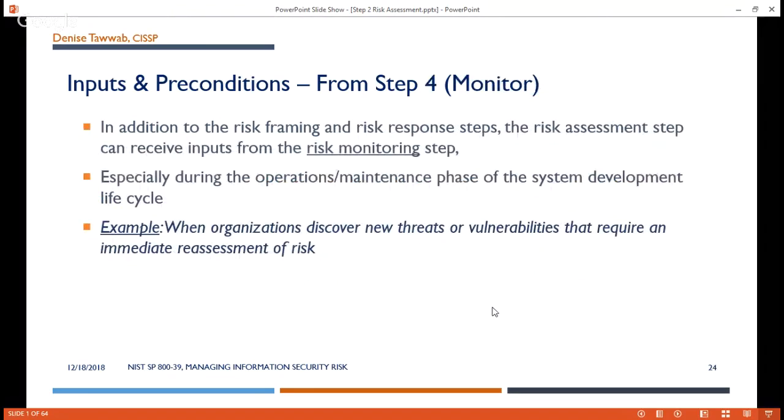In addition to the risk framing and risk response steps, the risk assessment step can receive inputs from the risk monitoring step. And again, these are steps in the risk management process, especially during the operations and maintenance phase of the system development lifecycle. For example, when organizations discover new threats or vulnerabilities that require an immediate reassessment of risk.